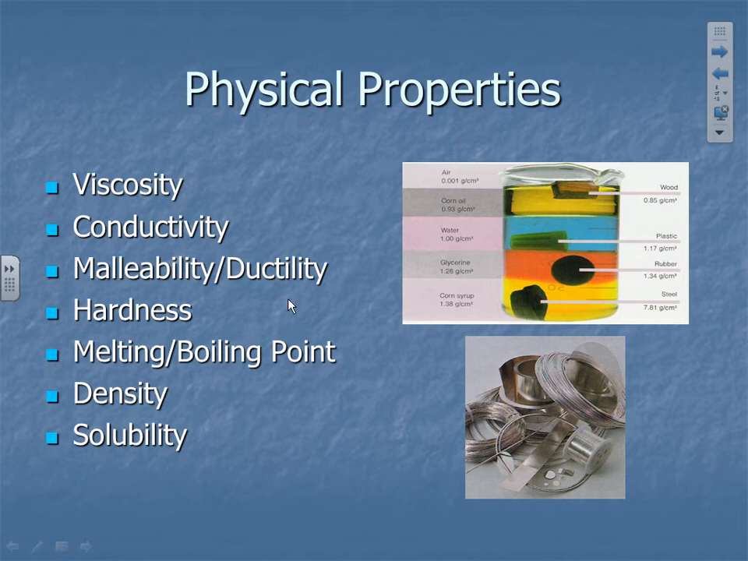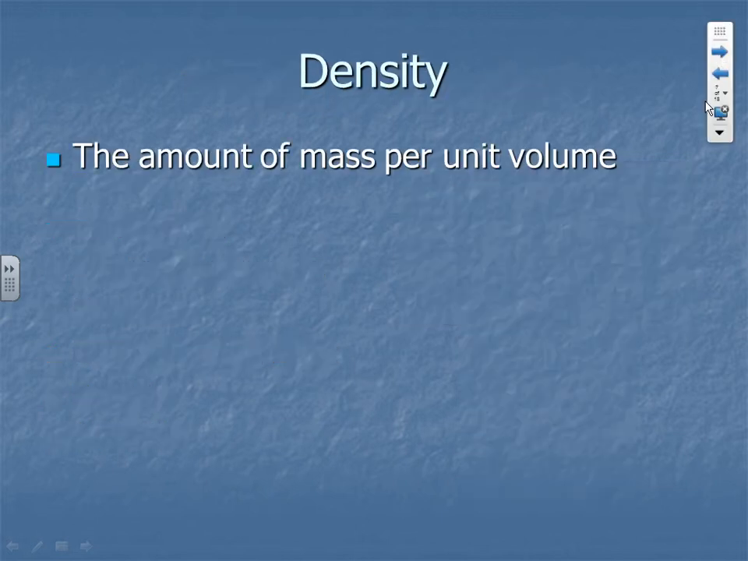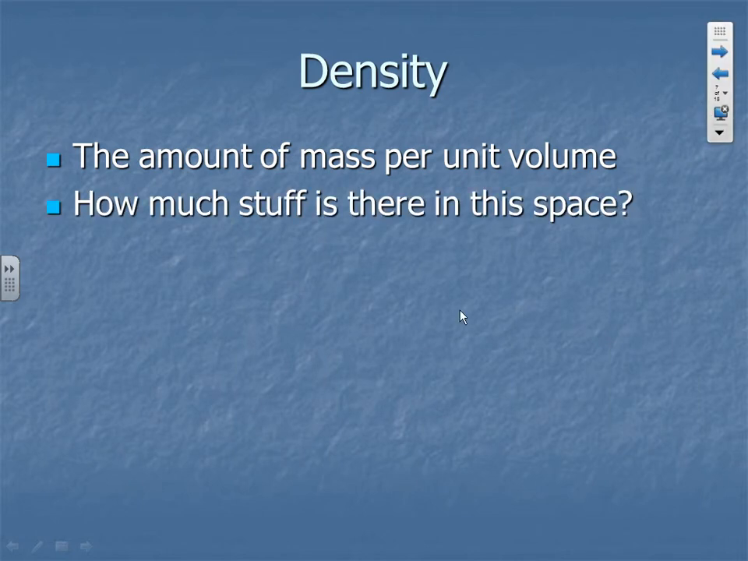But for now, just to review quickly, like I said, I know that most of you have done density before, but let's review. Okay. So density, by definition, is the amount of mass per unit volume. So we're looking at how crowded is this substance? How filled up with material is this material? How much stuff is there in this space?